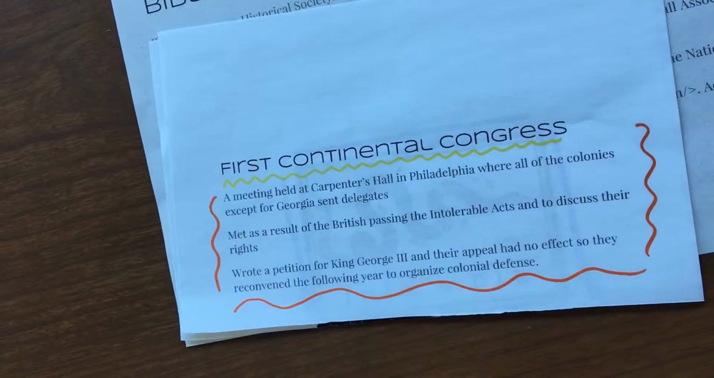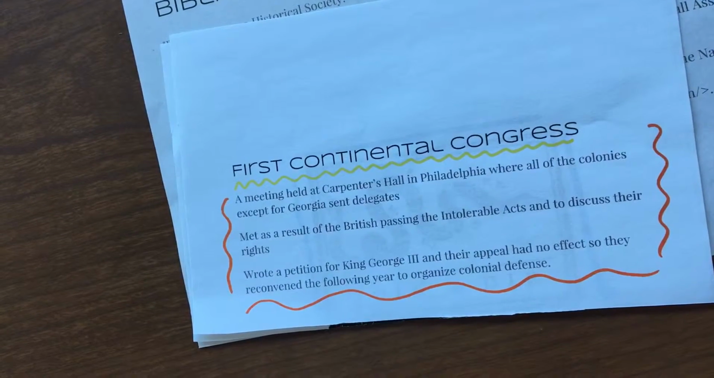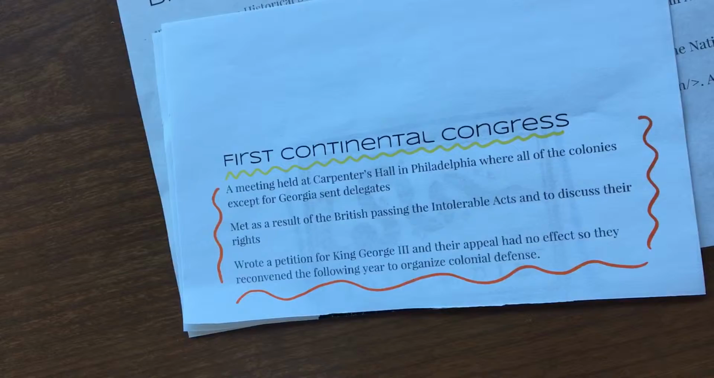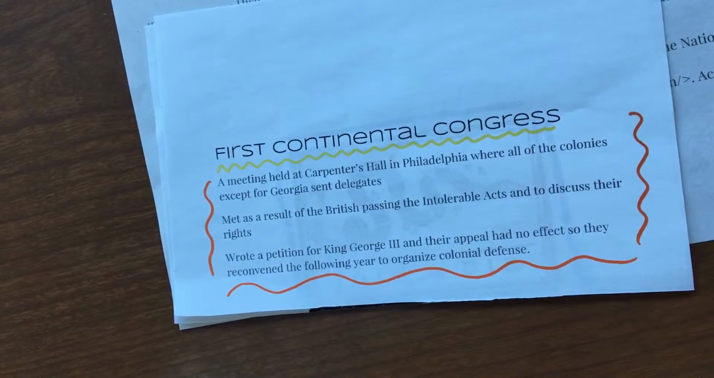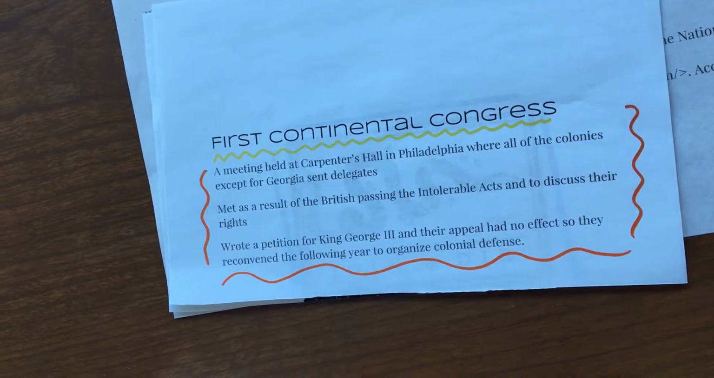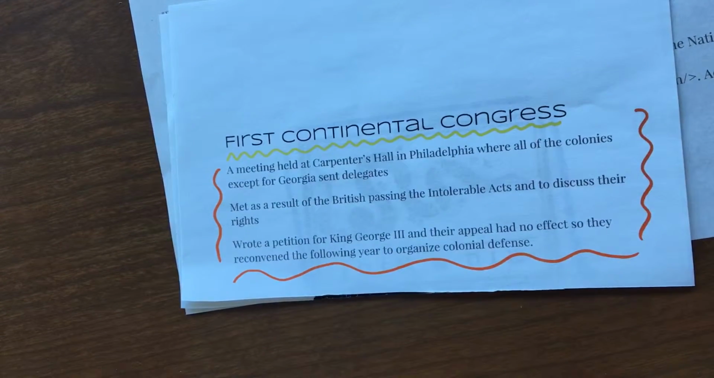First Continental Congress. The First Continental Congress was a meeting held at Carpenter's Hall in Philadelphia, where all of the colonies except for Georgia sent delegates. Georgia refused to send any delegates because they were facing attacks on their borders and needed support from British soldiers. The colonies met as a result of the British passing the Intolerable Acts and to discuss their rights.